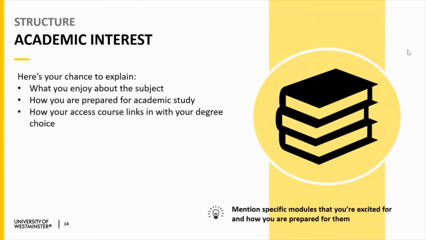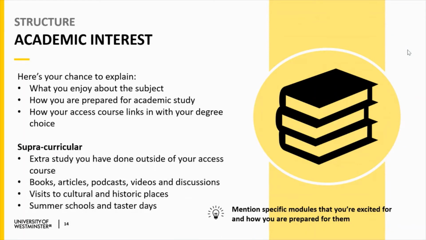So as I previously said, your academic interest in the subject should make up a big part of your statement. You want to tell the reader what you enjoy about the subject, how you're prepared for academic study, and how your current course links with your degree choice. As you've only just started your course, you might not have much to talk about. So this is where supracurricular activities come in.